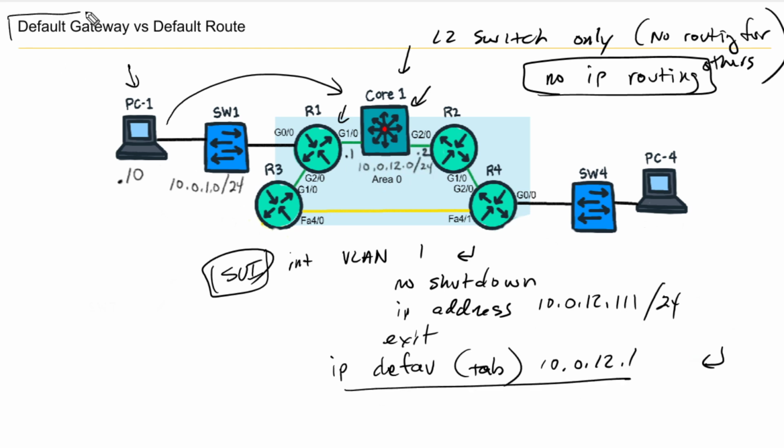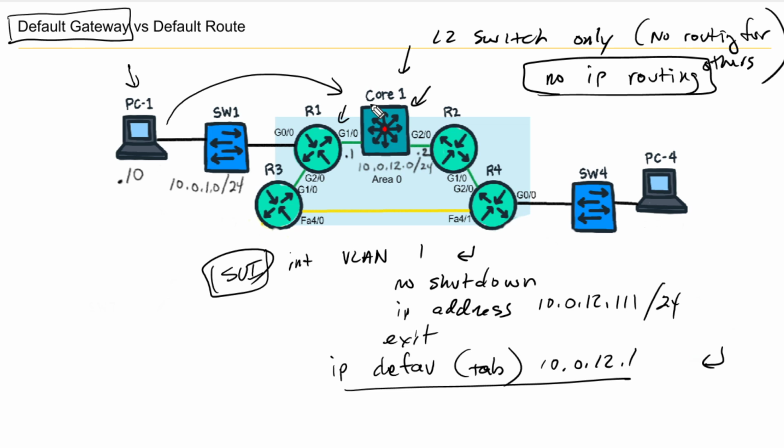This is all about right here. The default gateway, it's just like this PC that has a default gateway that says, if I don't know how to forward a packet, go ahead and use your default gateway. With a switch, a layer 2 switch, or a layer 3 switch with no IP routing, it is the same exact behavior. This is the go-to guy when Core 1 needs to send a packet outside of the local network.